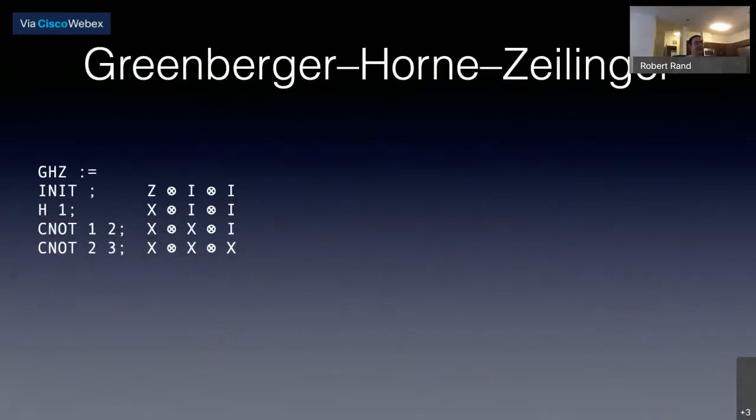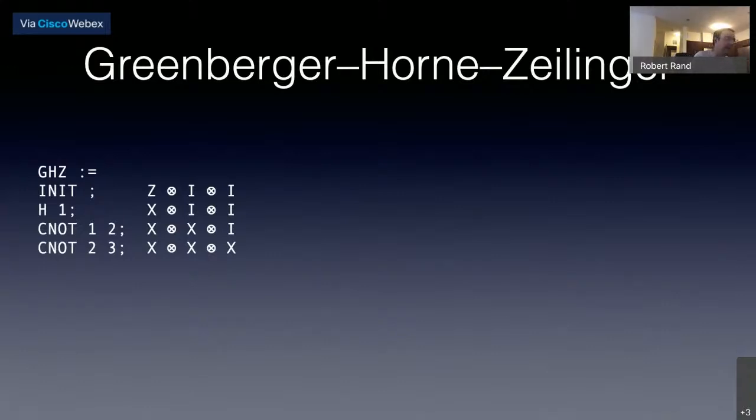Okay, now that we have that, I can start looking at some slightly more complex examples. And I'll start with the GHZ, a program for creating a GHZ state. So init is a no-op. I'm just showing you what the initial type here is.